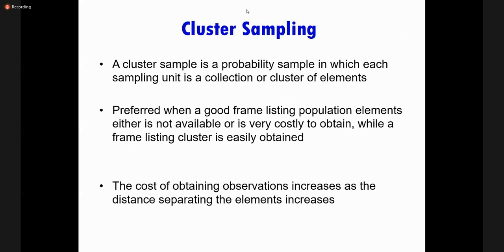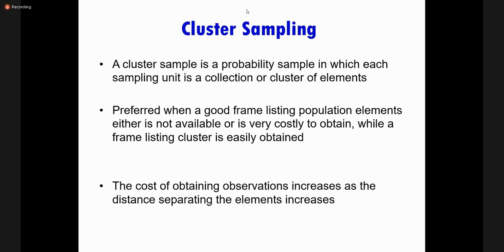Now comes cluster sampling, again a very popular technique, but relatively less used because of the effort and cost required to implement it. A cluster sample is a probability sample in which each sampling unit is a collection, or cluster, of elements. It is preferred when a good frame listing population elements either is not available or is very costly to obtain, while a frame listing clusters is easily obtained.